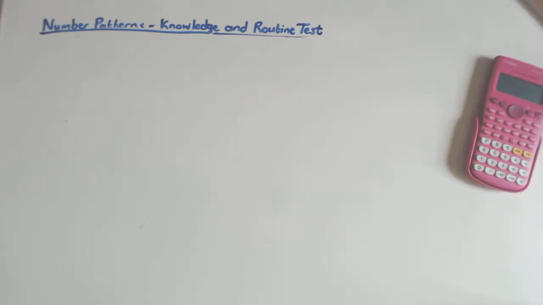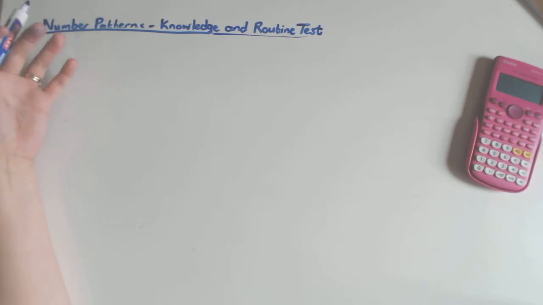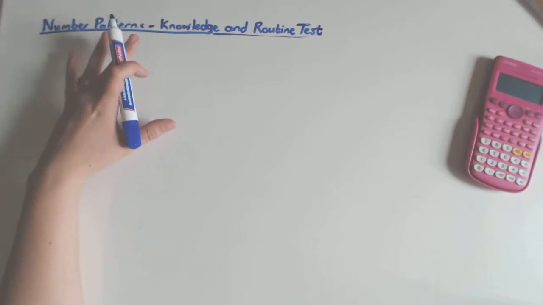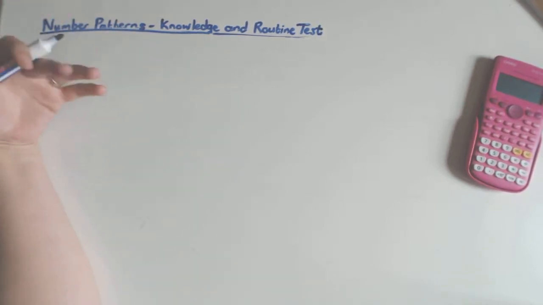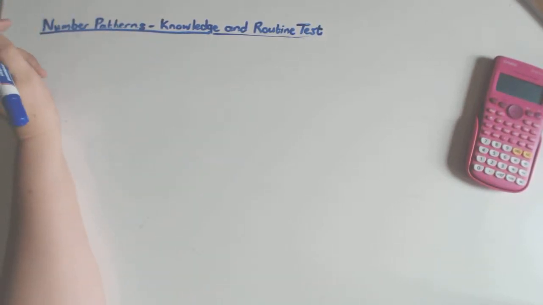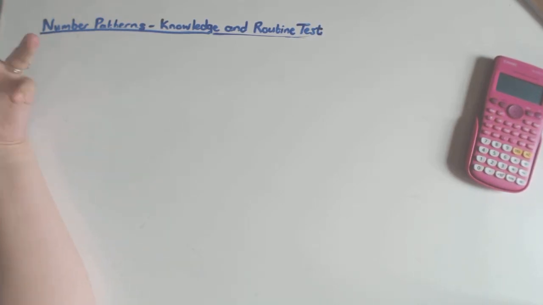Number patterns, knowledge and routine test. Now, I'm going to work through 3 basic tests, 50 marks each, with the number patterns. The first one is just knowledge and routine procedures. So we're just going to test, do you know your stuff? And if you don't know your stuff, if you still struggle with this one, I suggest go back to the What You Must Know video and go watch that again until you're comfortable with everything you must know.